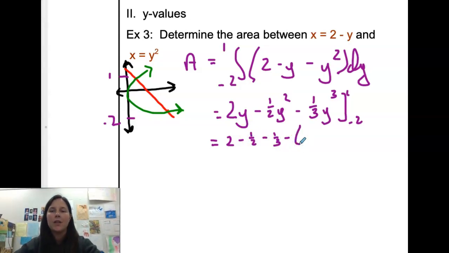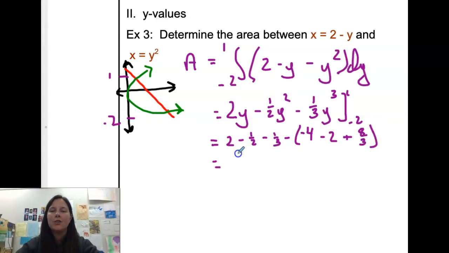Here's where that gets very important. We're not subbing 0 in this time, so we will have to be careful with our negative signs. -2 times 2 gives me a -4. Squaring -2, I get 4 times -1/2 is -2. Cubing -2, I get -8 times -1/3 is a positive 8/3.